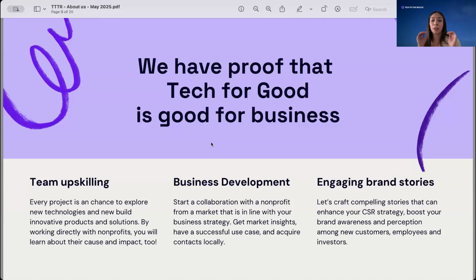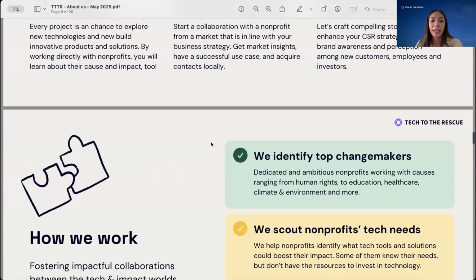We see this as an equal partnership, and what the company gets is that they get the team upskilled. Some of them are still entering AI, for example, or some of them have new employees, or some employees are on the bench, as we call it, meaning that they are in between projects. They don't have anything to do for a few months. So they come to Tech to the Rescue, and we give them this opportunity to upskill, to develop their business, to open new markets, and also, of course, to engage in brand recognition.